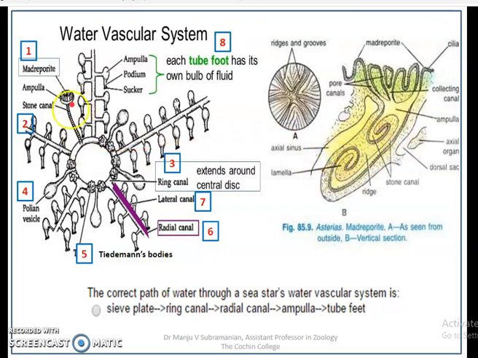This stone canal opens into the ring canal. This ring canal is wide and somewhat pentagonal in shape.